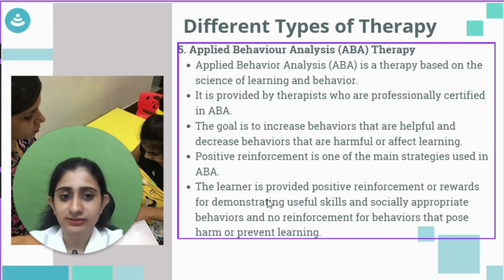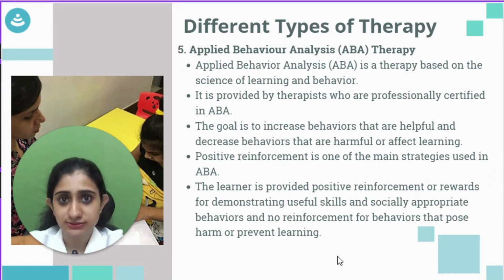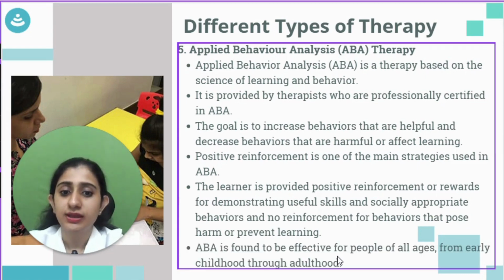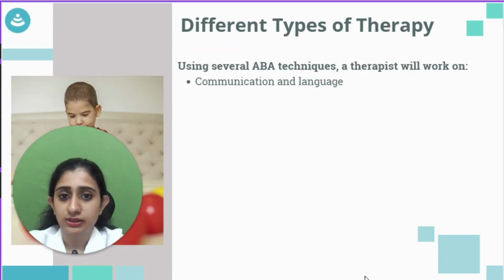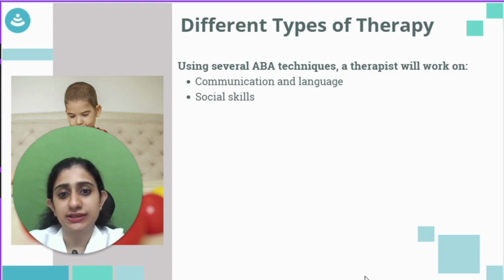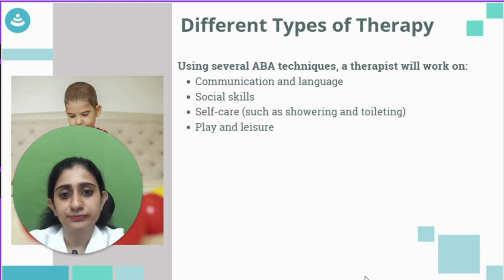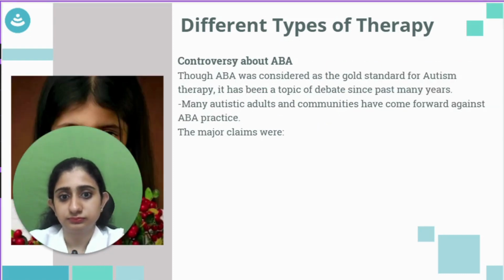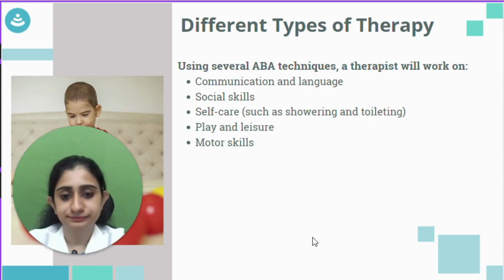So here the learner is provided with positive reinforcements or rewards for demonstrating useful skills and socially appropriate behaviors, and no reinforcement for behaviors that cause harm or prevent learning. It is found to be effective for people of all ages from early childhood through adulthood. And so basically ABA uses several different techniques, and they work on improving communication and language, social skills, self-care, play and leisure, motor skills, etc.